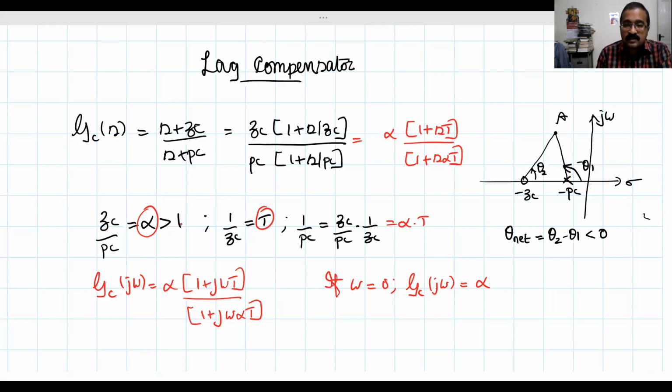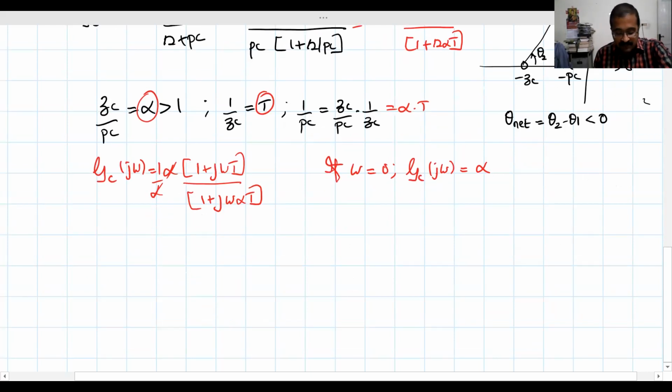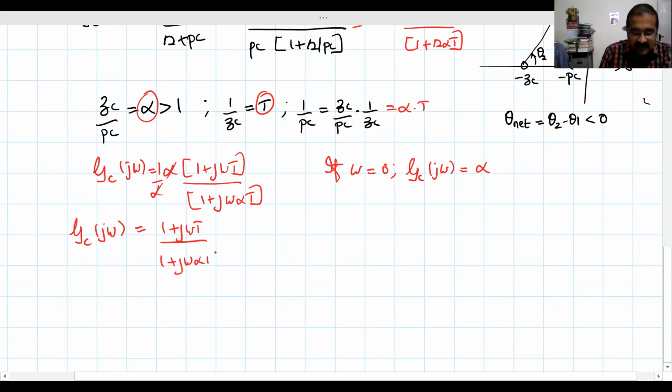You have to pre-multiply with 1 by alpha. So that 1 by alpha and alpha get cancelled, right? So let us consider such a compensator which gives a unity DC gain. GC of j omega is equal to 1 plus j omega t divided by 1 plus j omega alpha t. It's a complex quantity. So what's the magnitude?